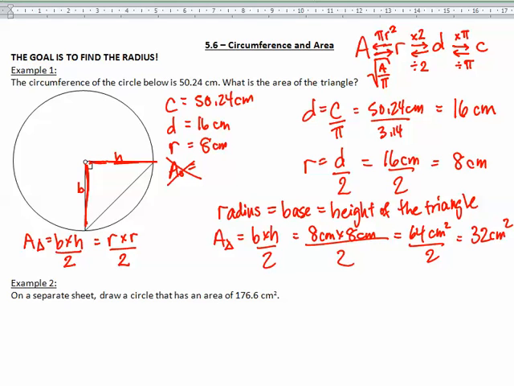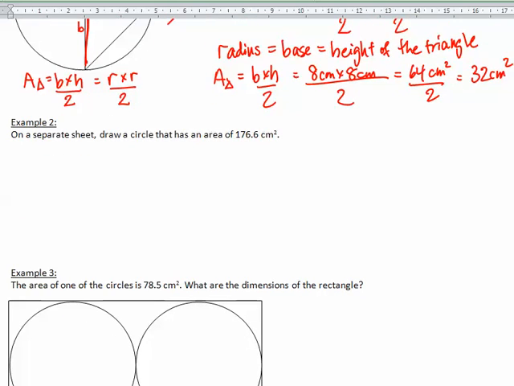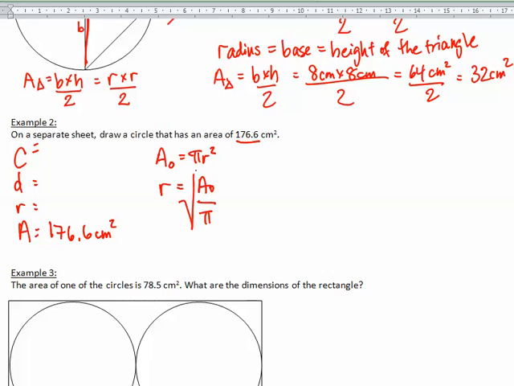Let's look at the second example here. On a separate sheet, draw a circle that has an area of 176.6 centimeters squared. Again, on the side, I write down my four variables, and the one that I know is 176.6 centimeters squared. Now, the only thing we can find from the area is the radius if we use the equation area of a circle equals pi r squared. If we invert this, radius is equal to the area of the circle divided by pi, and then all of it square rooted. Careful when we type this in the calculator.